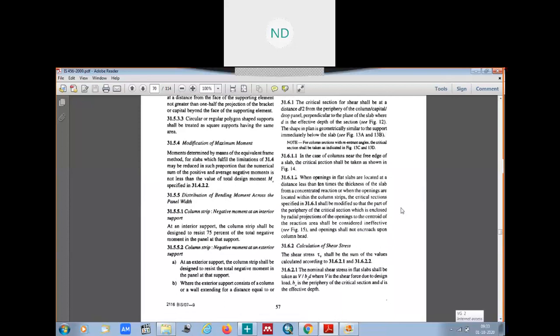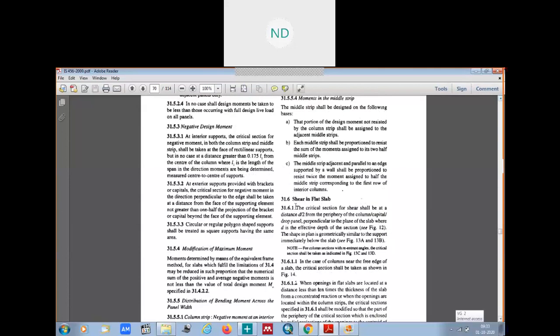See here, calculation of shear. Also here you will see on page number 57, shear in flat slabs. The critical section for shear shall be at a distance of d by 2 from the periphery of the column or capital or drop panel, perpendicular to the plane of the slab, where d is the effective depth of the section. This is your shear in flat slabs, that is d by 2.